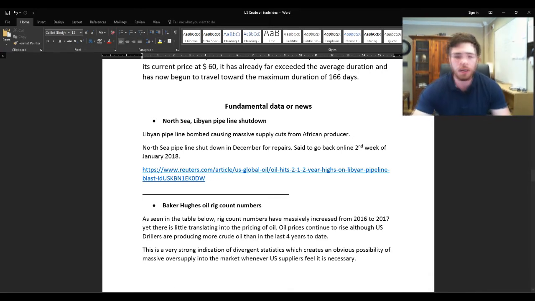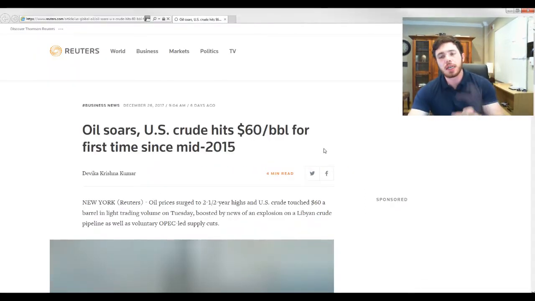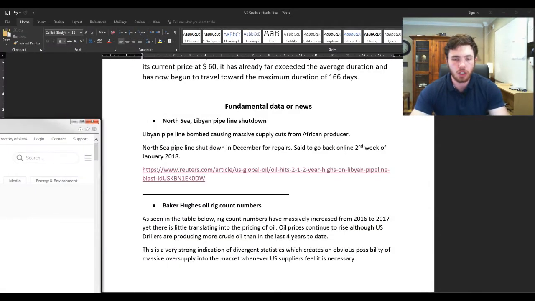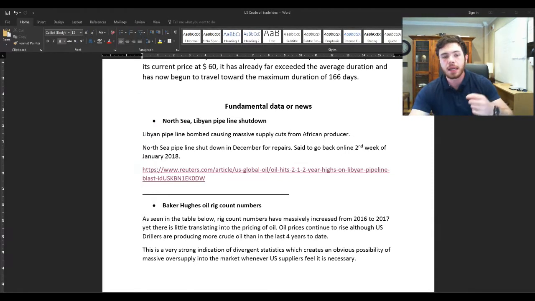So basically, going into one of the first articles I'm going to read you through, it is from Reuters. What you're going to see on this first article, you can see over here, we've got the fundamental data and news. So basically what happened in December is there were two major points that spiked the price of oil to very close to and then just above $60 a barrel.